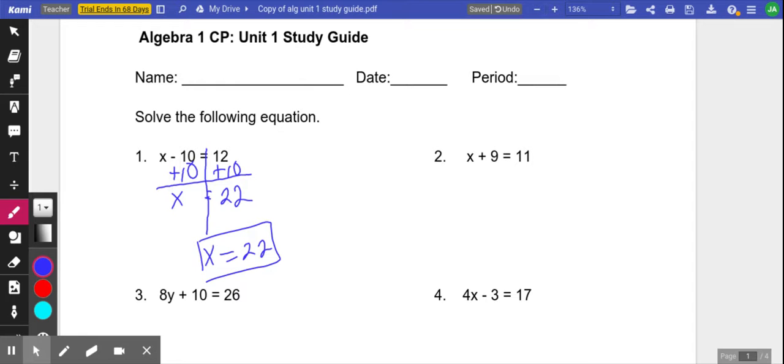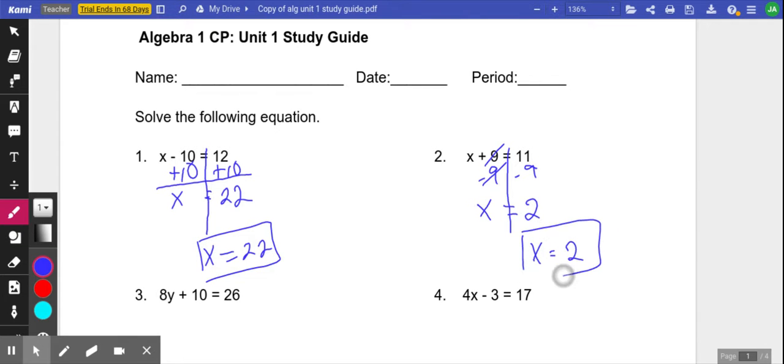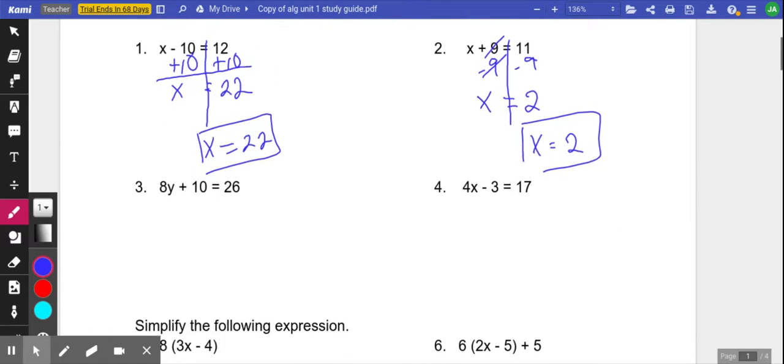All right, for number 2, we have x plus 9 equals 11. So we want to isolate the x again. So we're going to subtract 9 from both sides. And we have x equals 11 minus 9, which is 2. And once again, just one step, so we're all set now. X equals 2.